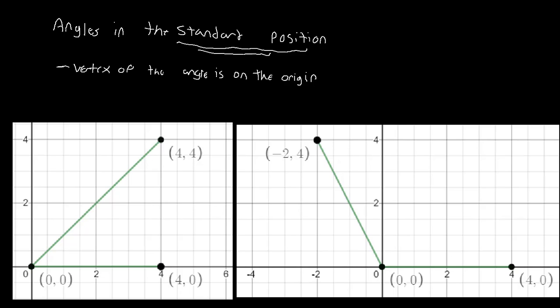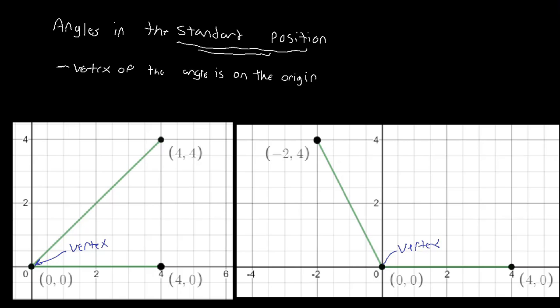So the first is that the vertex is on the origin. Well, first, what do we mean by vertex? Just to recap, this is the vertex. The vertex is the endpoint of the angle. It's the point where the two line segments or rays intersect. So in this case, this is the vertex in both cases, and the vertex in both cases is on the origin. So that's one part: the vertex of the angle is on the origin.